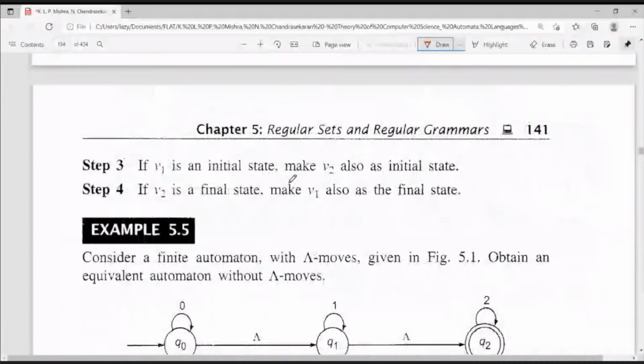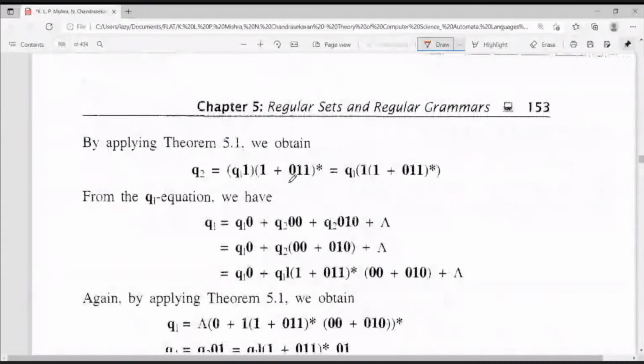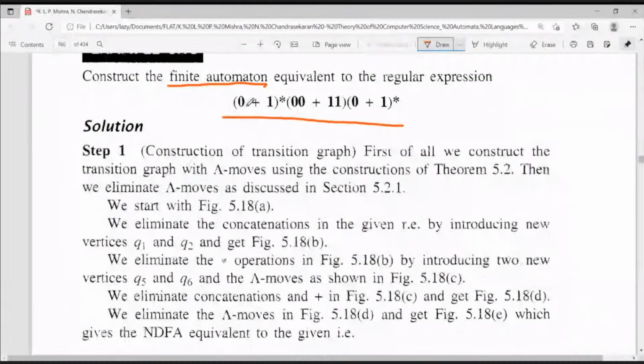Okay, so let's see. This is the regular expression which is given, and we have to construct finite automata from this. You should definitely try to recognize what is the purpose, which part of the string is concatenated and how we are using it, so that you can make sense. Here, first of all, we construct the transition graph with empty moves using the construction of theorem 5.2. Then we eliminate the empty moves as discussed. We start with 5.1.8.